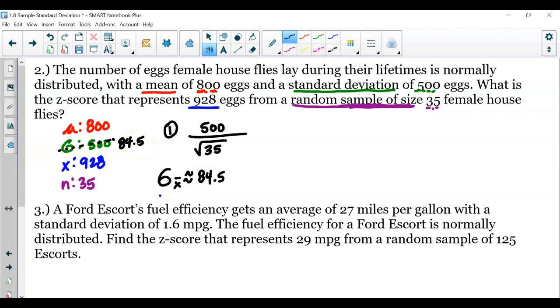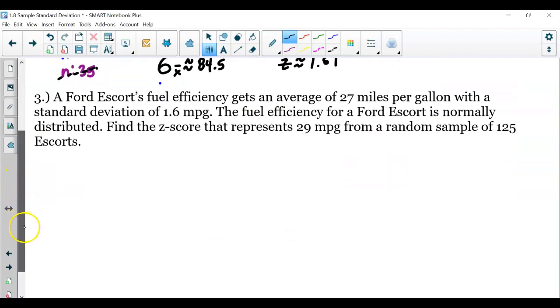And then technically now we're also done with calculating. We don't need the sample size anymore. So now we can calculate our z-score. Subtracting the mean, which is 800, mean is mean, divided by the standard deviation, which is now 84.5. And what value are we converting? 928. So now the z-score we can calculate, which is approximately 1.51. So go ahead and pause the video and try number 3 on your own.